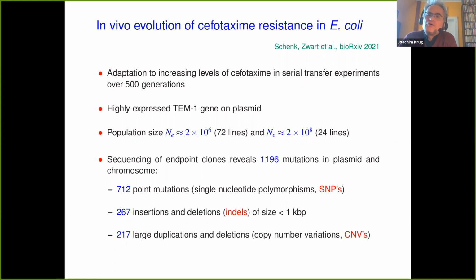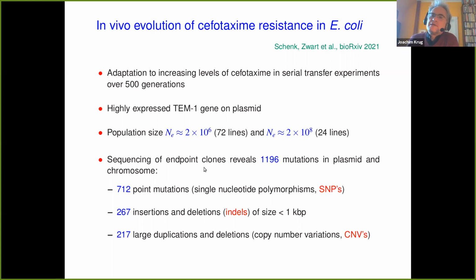The number of mutations that had fixed per line was approximately 10 for both the small and the large populations. So in fact, despite the fact that the mutation supply in the large populations was much bigger, the number of fixed mutations didn't differ very much, which already indicated that there was a lot of clonal interference going on in these populations, as you might expect.